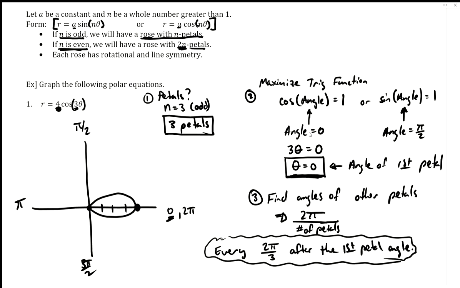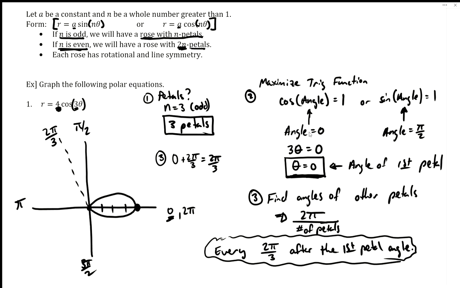Okay, so for our scratch work, I'm going to put number 3 scratch work right here. Our first angle was 0. Every 2 pi thirds after would mean you just add 2 pi thirds. So at 2 pi thirds, I should have another petal. I'm going to do a dashed line. So here's where the angle 2 pi thirds is, or at least about.